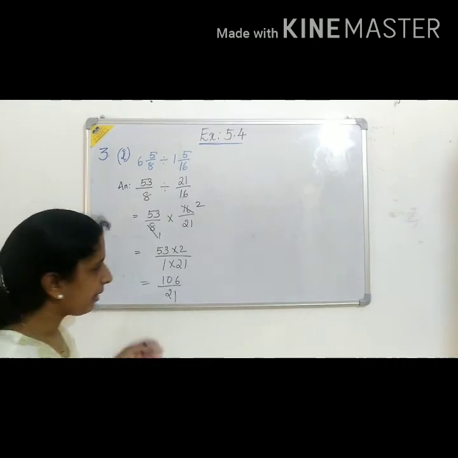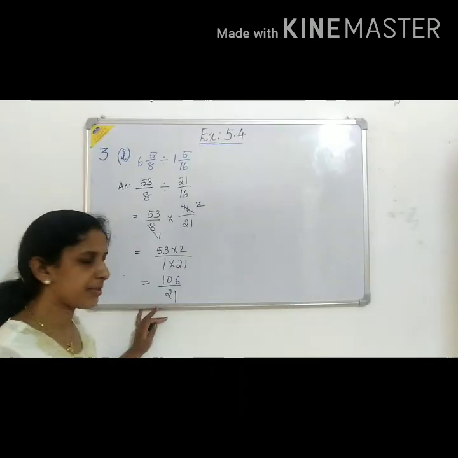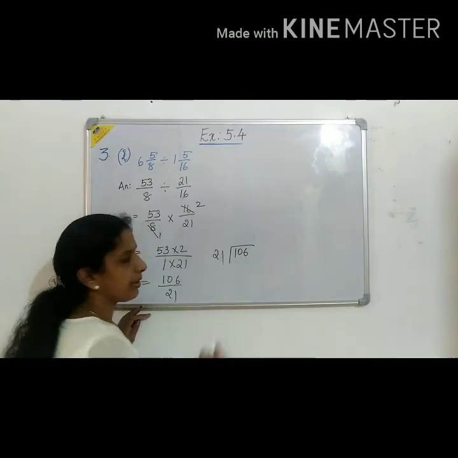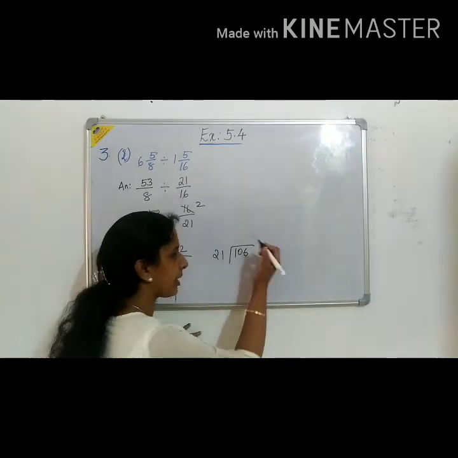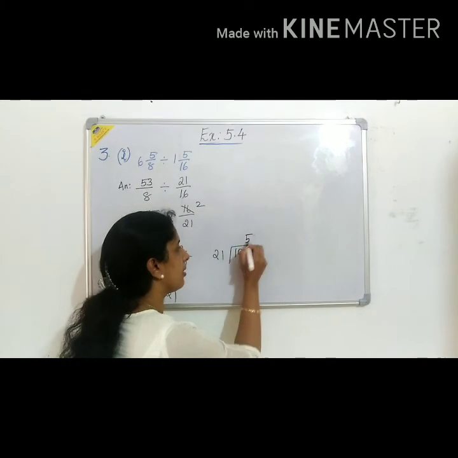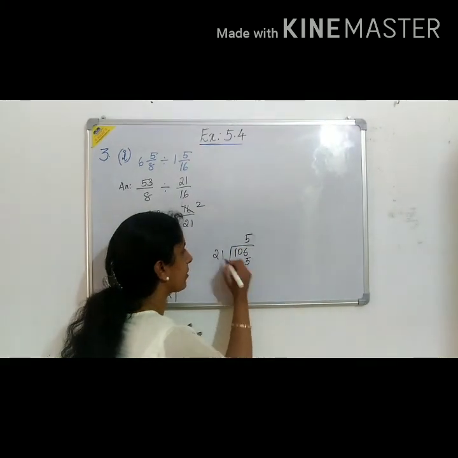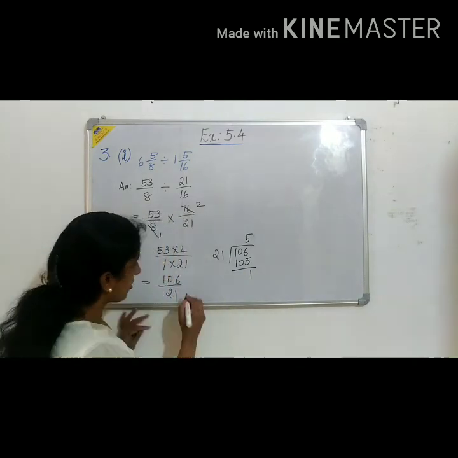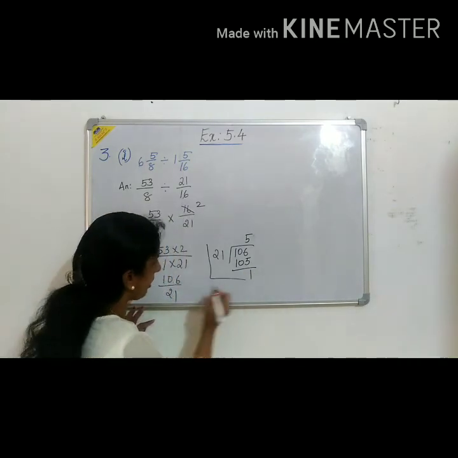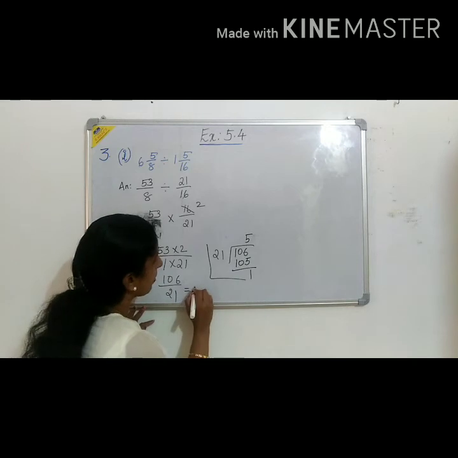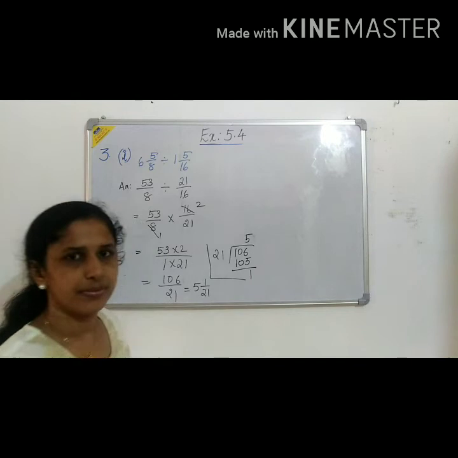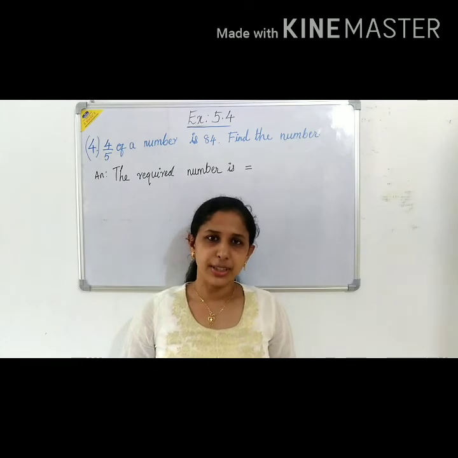Now we can divide it and convert into a mixed fraction. So 106 divided by 21. We can do it with 5. 5 into 21 is 105. 5 2s are 10. So remainder is 1. So this fraction we can write like this. This is equal to 5 1 by 21. Now we can see some word problems.